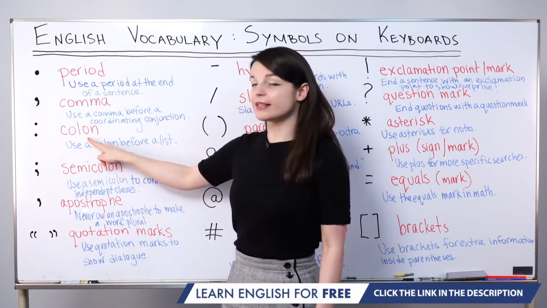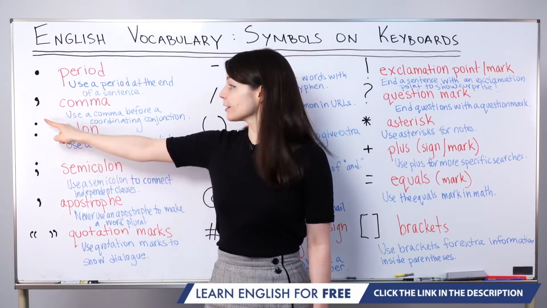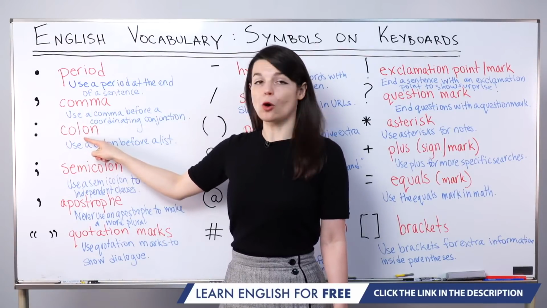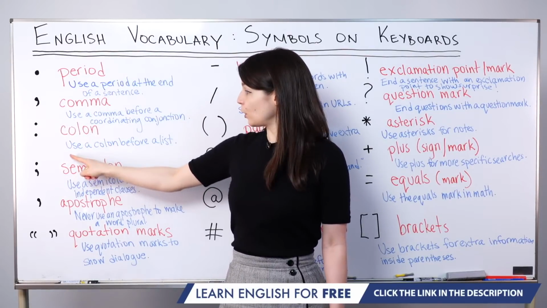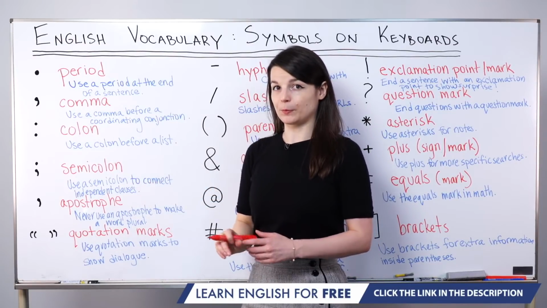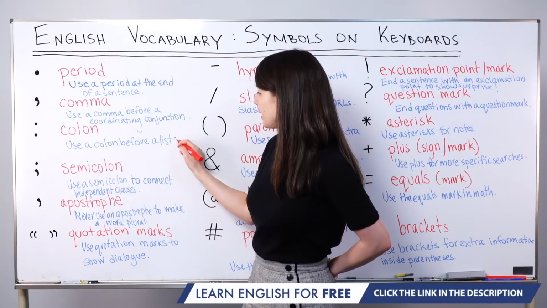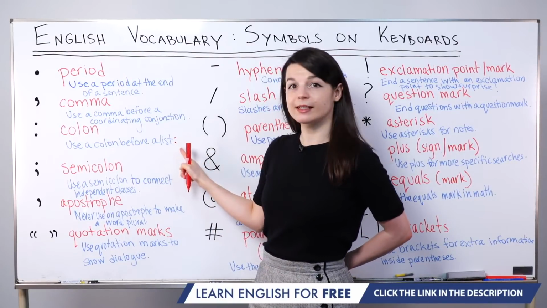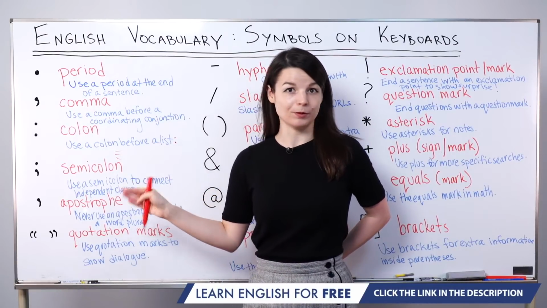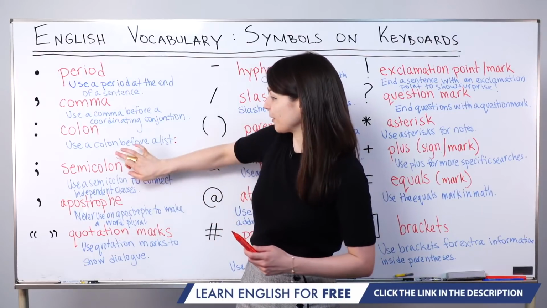The next word is colon. These two dots, one on top of another, this mark is called a colon. So use a colon before a list, for example. If I want to make a list, I would make my colon like this, and then I list item 1, item 2, item 3, for example. This is one way to use a colon. This is the mark for it.